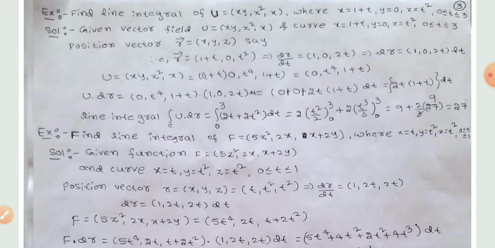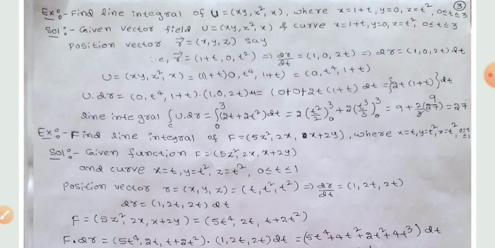By differentiating the position vector with respect to t, we get dr/dt. Differentiating 1 + t with respect to t we get 1, for 0 we get 0, and for t² we get 2t. Therefore dr/dt = (1, 0, 2t), and we get dr = (1, 0, 2t) dt.